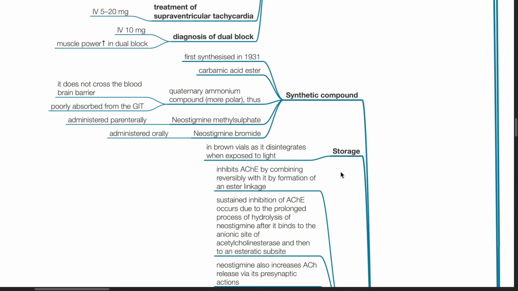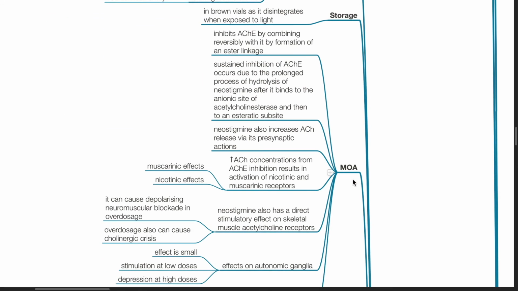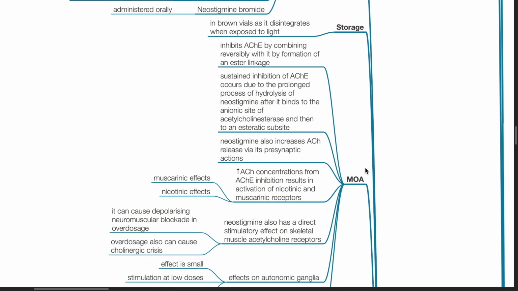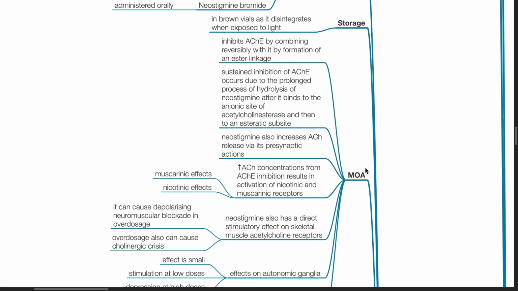Mechanism of action. It inhibits acetylcholinesterase by combining reversibly with it by formation of an ester linkage. Sustained inhibition of acetylcholinesterase occurs due to the prolonged process of hydrolysis of neostigmine after it binds to the anionic site of acetylcholinesterase and then to an esteratic subsite. Neostigmine also increases acetylcholine release via its presynaptic actions.